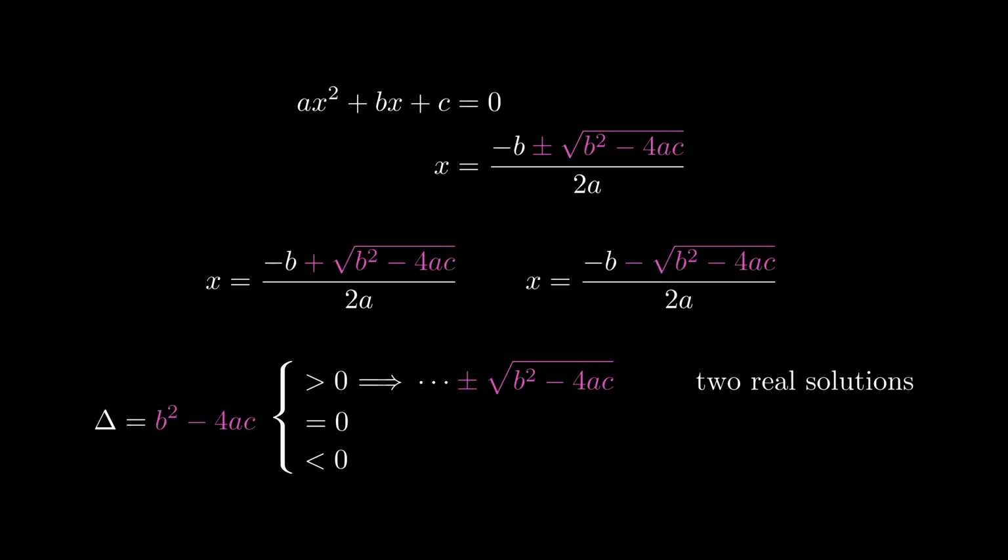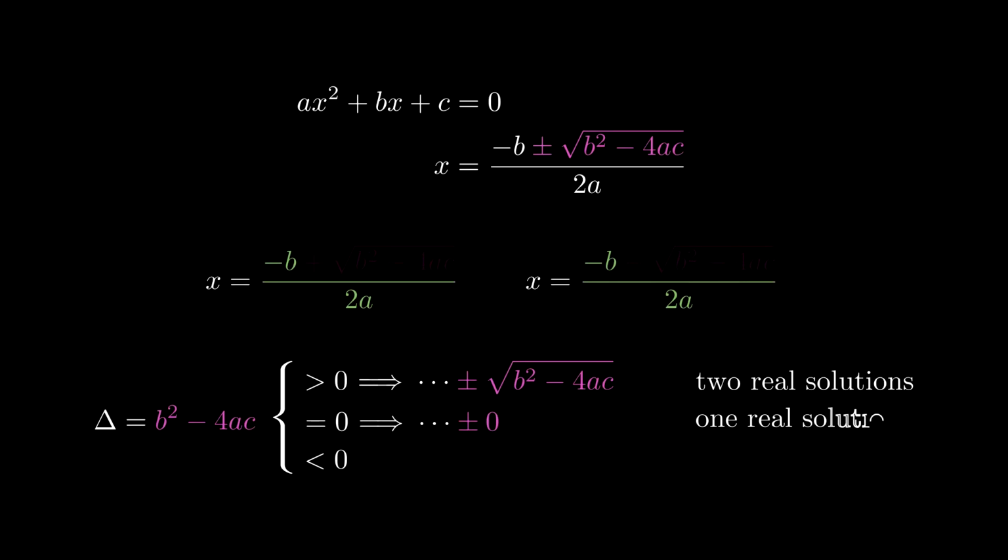In the second case, if this number equals 0, then we're doing plus or minus, well, nothing, which means our two solutions above just look like that, and so we can see that both our answers are actually equal to the same number, and we only end up with one real solution.